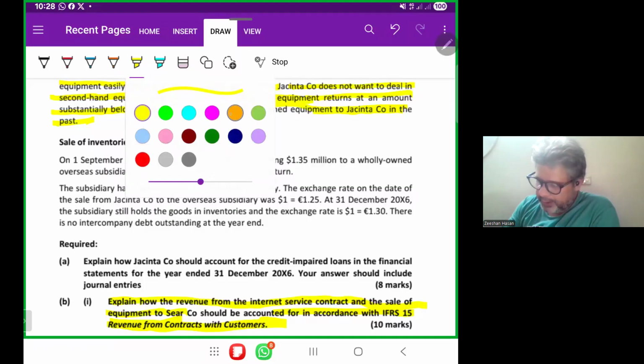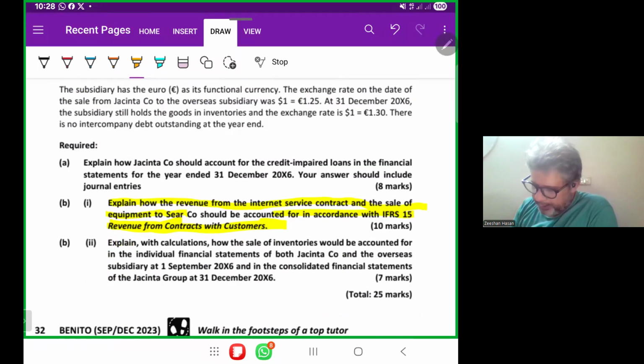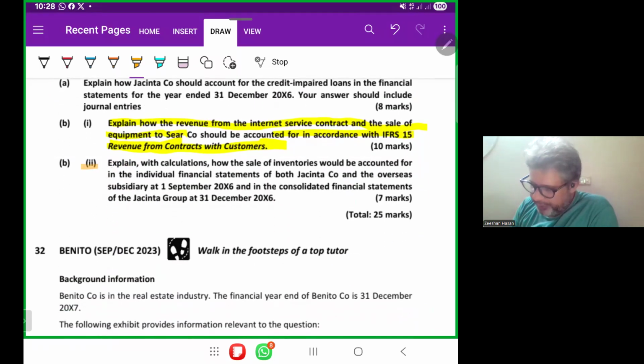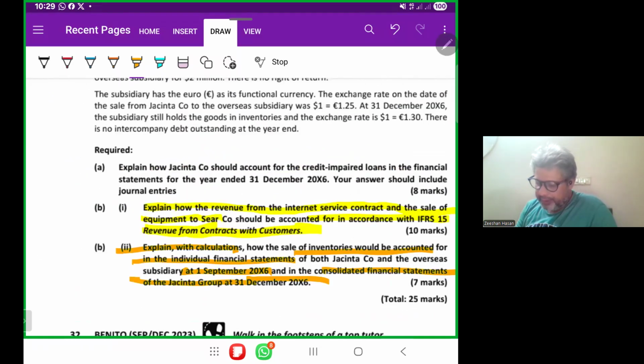So now we have another requirement, and that is: explain with calculations how the sale of inventory would be accounted for in the individual financial statements of both Jacinta company and the overseas subsidiary at 1st September 2006, and the consolidated statements of Jacinta Group at 31st December 2006.